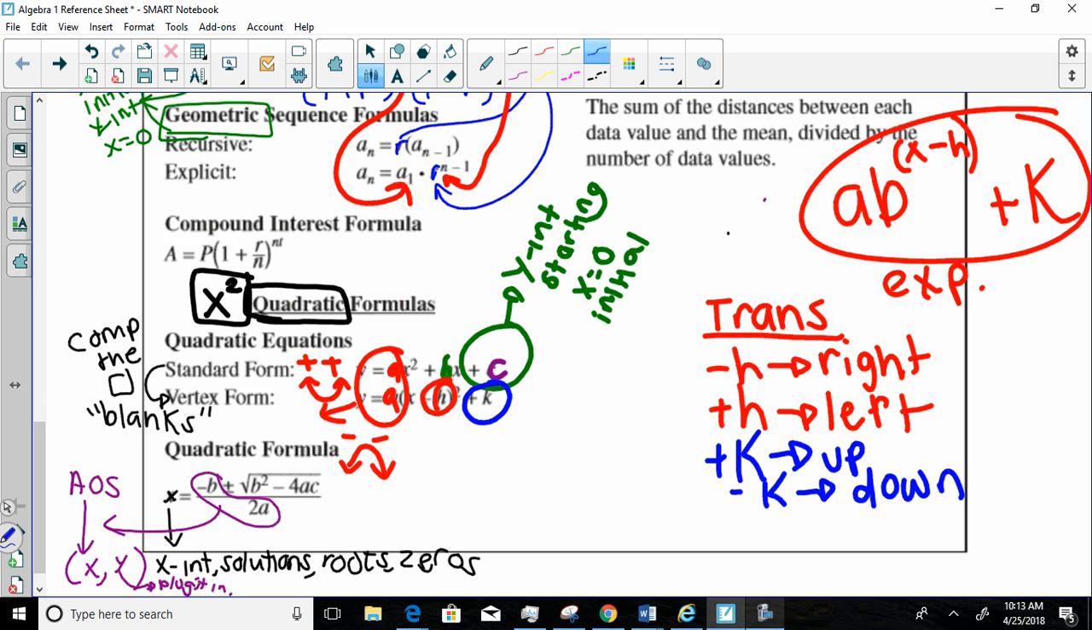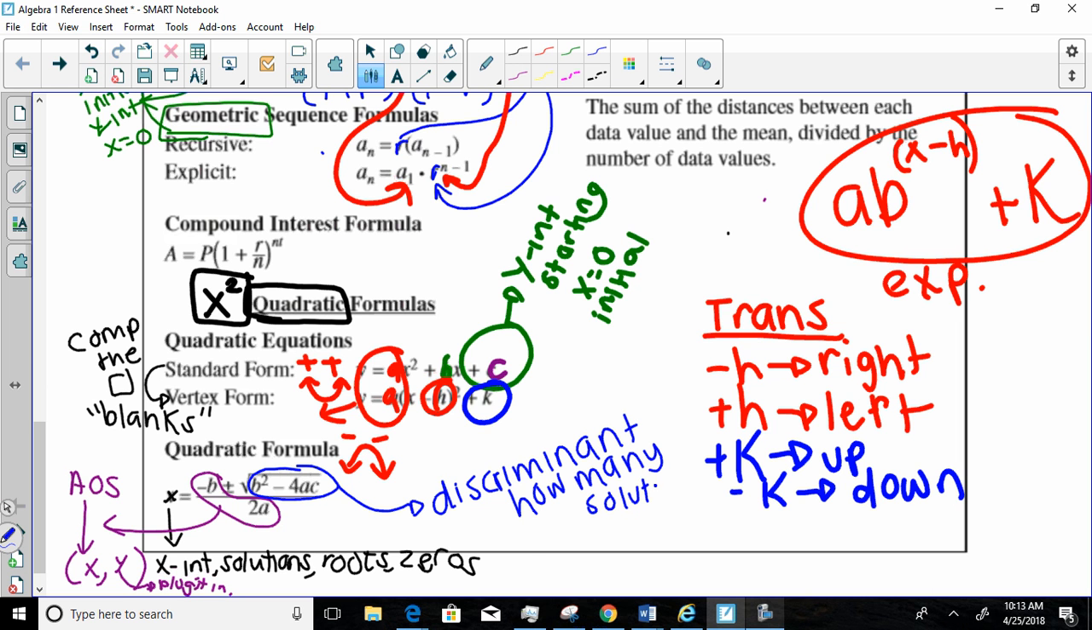And then, as Ebony already said, b squared minus 4ac gives you the discriminant. Remember, that discriminates how many solutions. So, if you get b squared minus 4ac, you plug it in, and you get any positive number, no matter what it is, how many solutions is there? Two solutions. If you do it and it's negative, how many solutions is there? Zero or none.